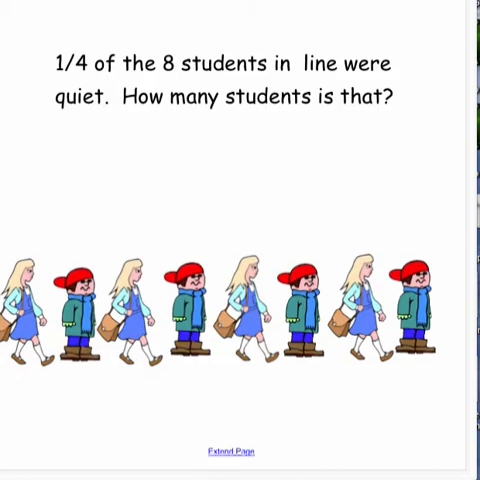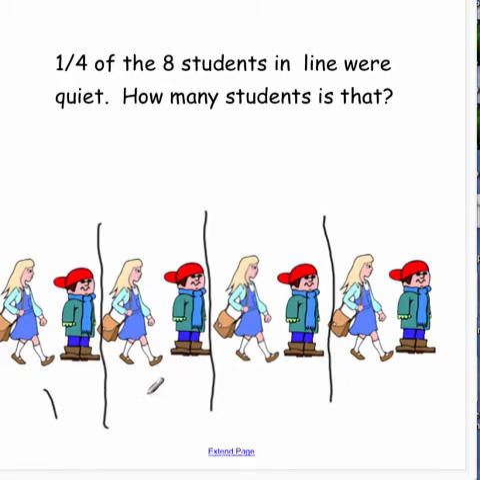This time we want to know 1/4 of the 8 students in line were quiet. Here's my 8 students right here. How many students is that? I have 8 students in line. I want to look at the bottom of my fraction. It's a 4. So that means I'm going to put these students into 4 equal groups. If we put 2 students in each group, now you can see that we have 1, 2, 3, 4 equal size groups.